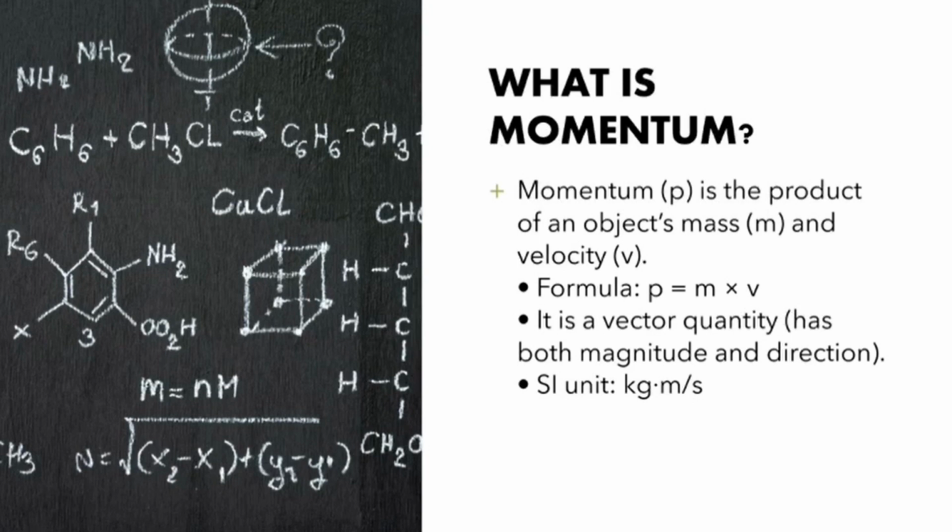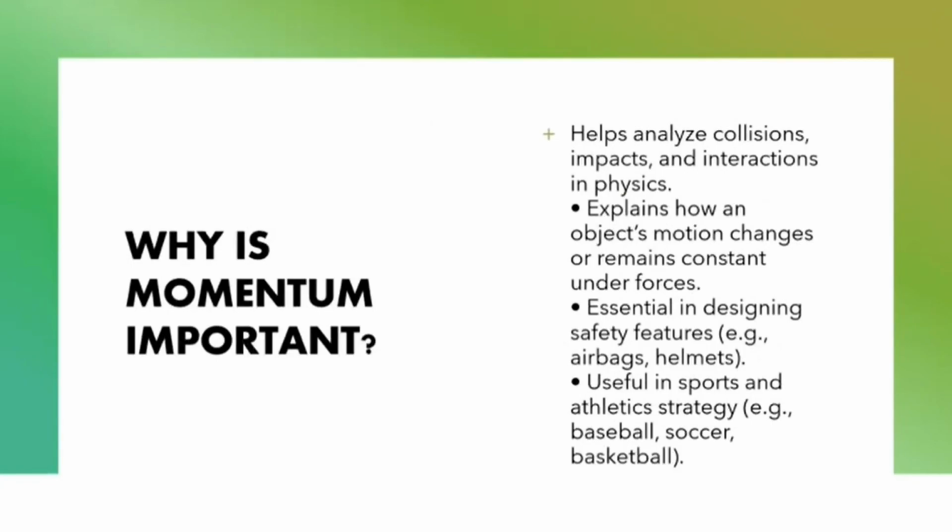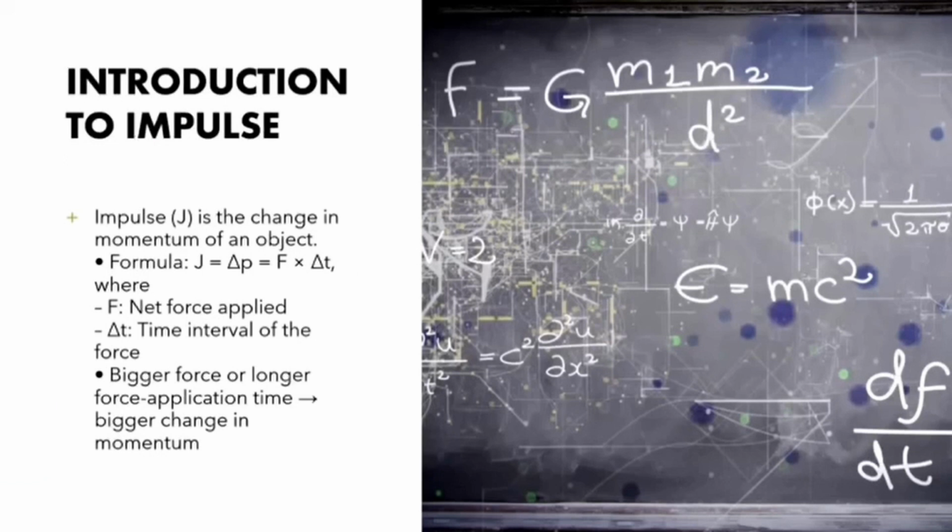Why is momentum important? Momentum is crucial for analyzing motion in physics. It tells us how an object will respond to force, especially in a collision or impact. It's also key to designing safety features like airbags, since we want to manage how fast an object or a person decelerates. In sports, understanding momentum can improve strategies. For instance, a player can use momentum to transfer maximum force to a basketball or a ball.